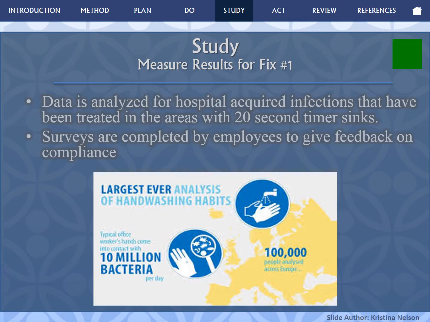If infection rates are instead increasing, then further investigation needs to be completed to see if this is a direct result of hand washing or other factors. The second measure will be to use anonymous employee surveys to judge compliance rates for hand washing techniques.